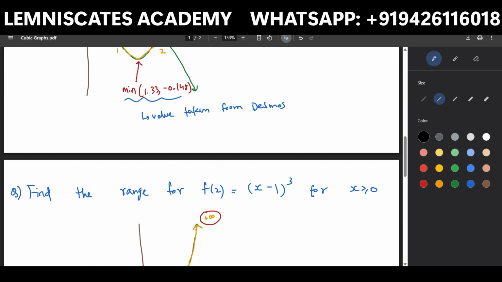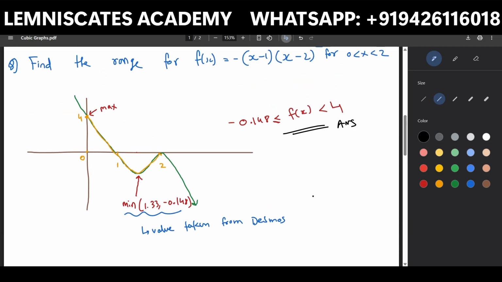I'll just go back to this question. Let's say over here, another domain. I'm just giving another question over here by splitting this. Okay, in the same graph, you can try this. Maybe the question is find the range for domain, let me write in the second line, for x less than or equal to 1, or less than 1.